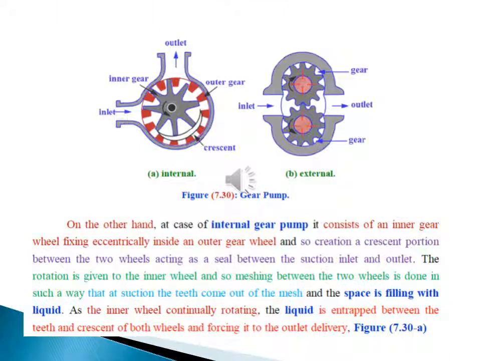In the case of external gear pumps, the two gears rotate in opposite directions and act like loop pumps. Look, my dear. While in the case of the internal gear pump, it consists of an inner gear wheel fixed eccentrically inside an outer gear wheel, and so a crescent portion is created between the two wheels, acting as a seal between the suction inlet and outlet, as shown in the enclosed figure.